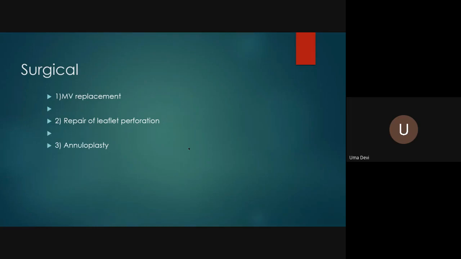In our country, still the commonest cause of mitral regurgitation is rheumatic heart disease. But in the Western population, where rheumatic fever has been controlled well, mitral valve prolapse is nowadays the commonest cause of mitral regurgitation. Now, if they are associated with MR, you'll have features of mitral regurgitation. But otherwise, it is commoner in females and they may present with chest pain. They may have arrhythmia, and they say that sudden cardiac death is more in mitral valve prolapse.